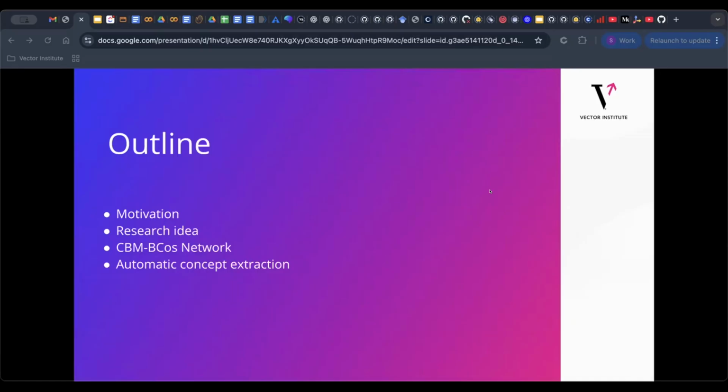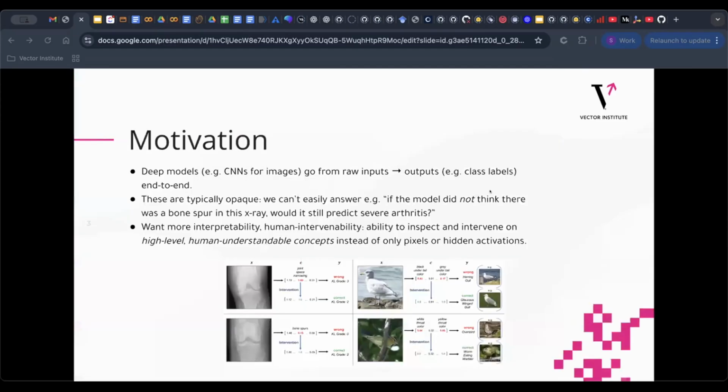So this will be the outline for today's presentation. First, I will be going over why this research is happening, what's the research idea, and then some experiments we have conducted so far, like BCos integration and automated concept extraction.